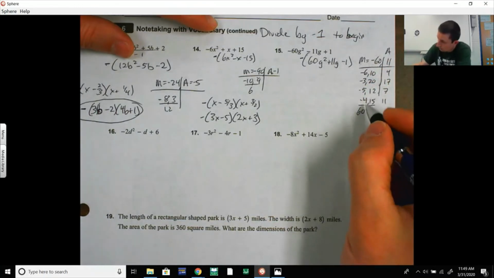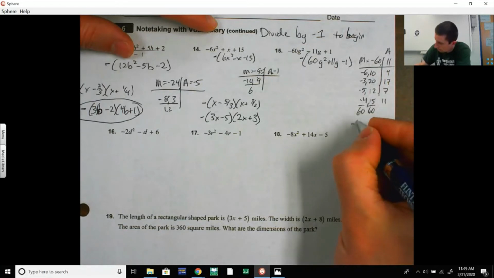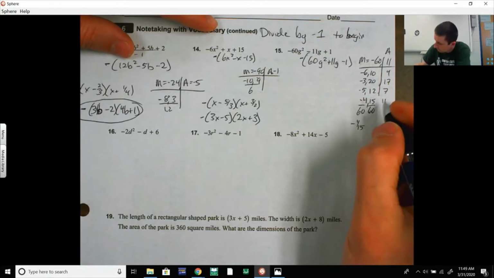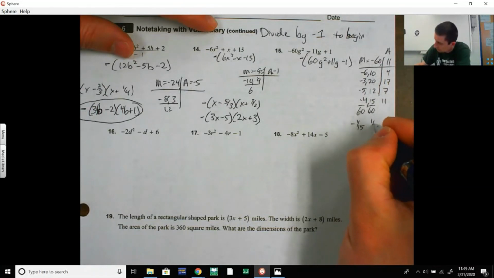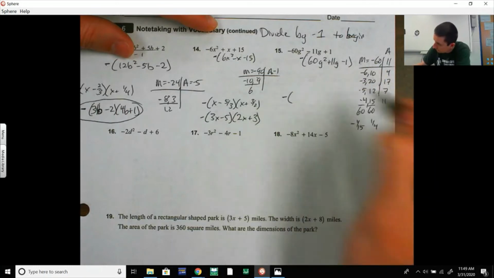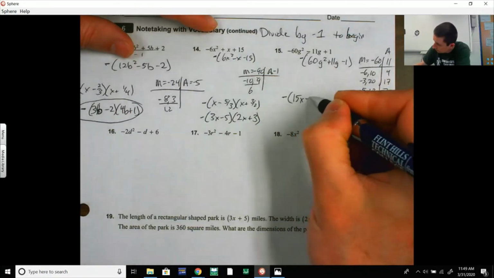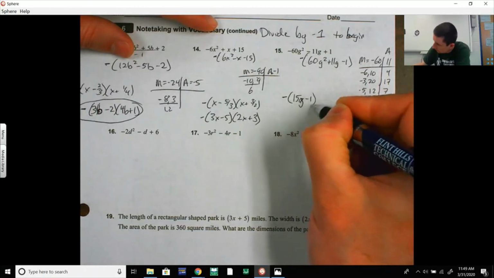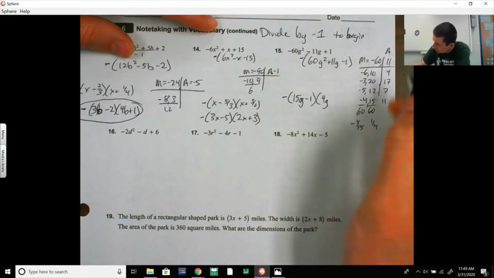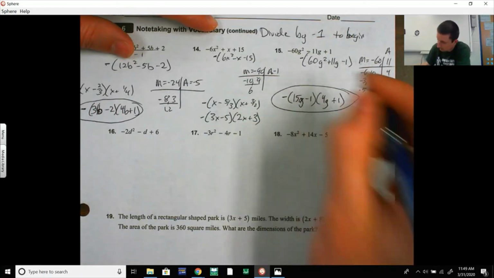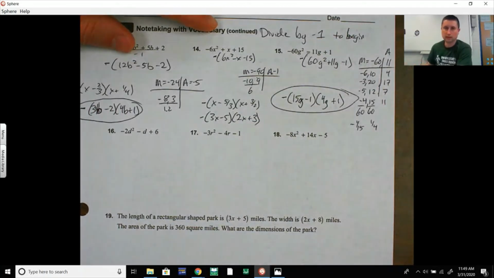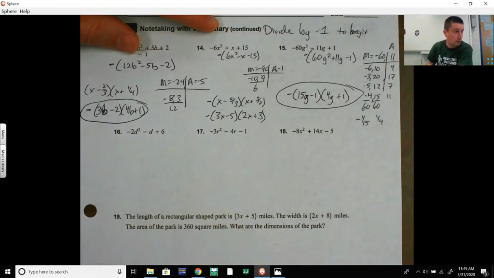Okay, so 4 over 60, 4 goes into 60 15 times, so that'd be negative 1/15. 15 goes into 60 4 times, so that'd be 1/4. So we get negative 15g minus 1 times 4g plus 1. That's a doozy. I don't think you'll have any that big. There's an 18, there's a 22. Yeah, number 10. Be patient with number 10. Take your time.